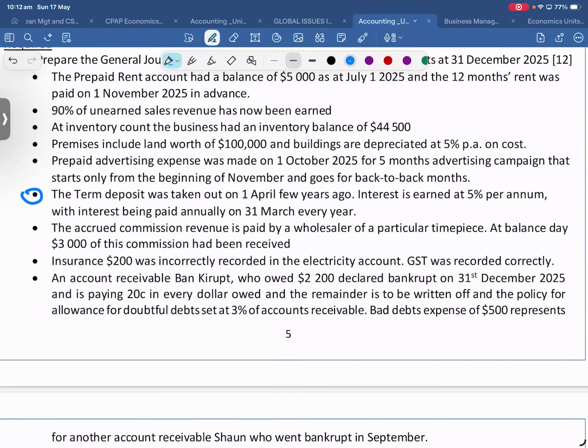For the depreciation expense, it's just 5% of 100,000. Not 500. 5% on 100,000. Why? Land is 100,000, which is not depreciated. We don't depreciate the land. So we depreciate only man-made items, only the building, which is the remainder.